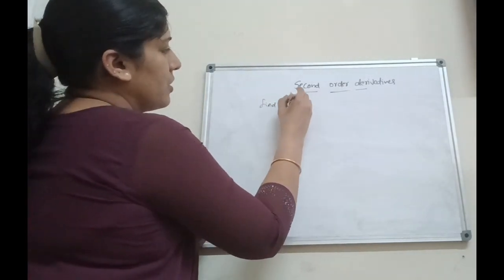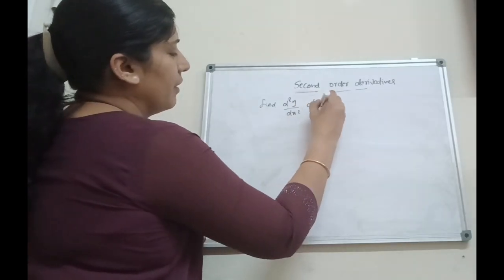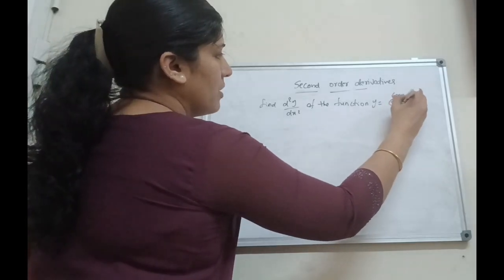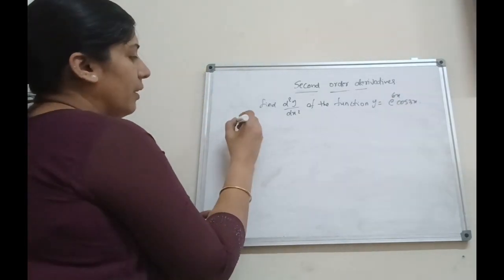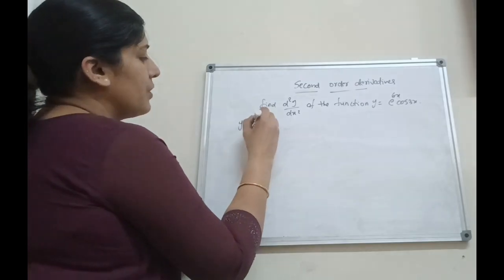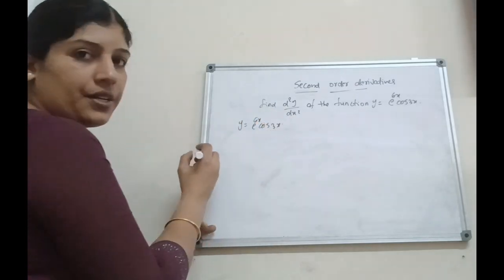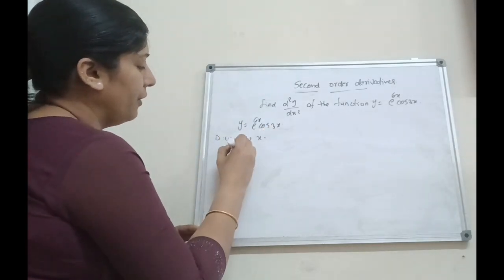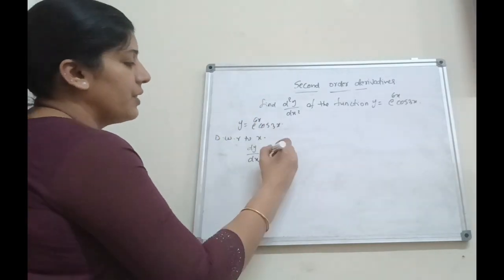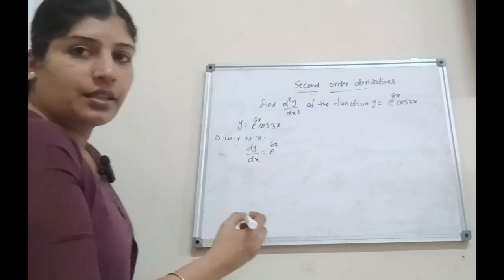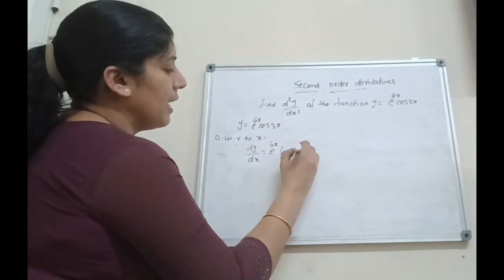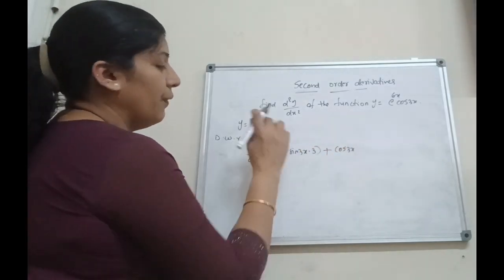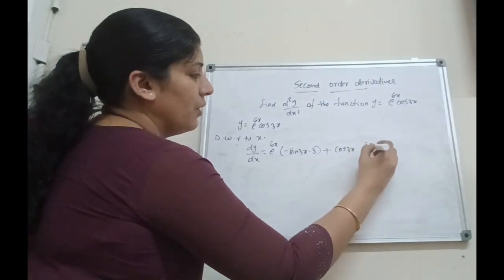Find d square y by dx square of the function y equal to e raised to 6x into cos 3x. Here first we have to consider the given function y equal to e raised to 6x into cos 3x. First, we have to differentiate with respect to x on both sides. That is, differentiate with respect to x. We have to find out dy by dx equal to, now here first function is e raised to 6x, then second function is cos 3x. Therefore, d by dx of cos 3x is minus sin 3x into 3. Then plus cos 3x into d by dx of e raised to 6x is e raised to 6x into 6.